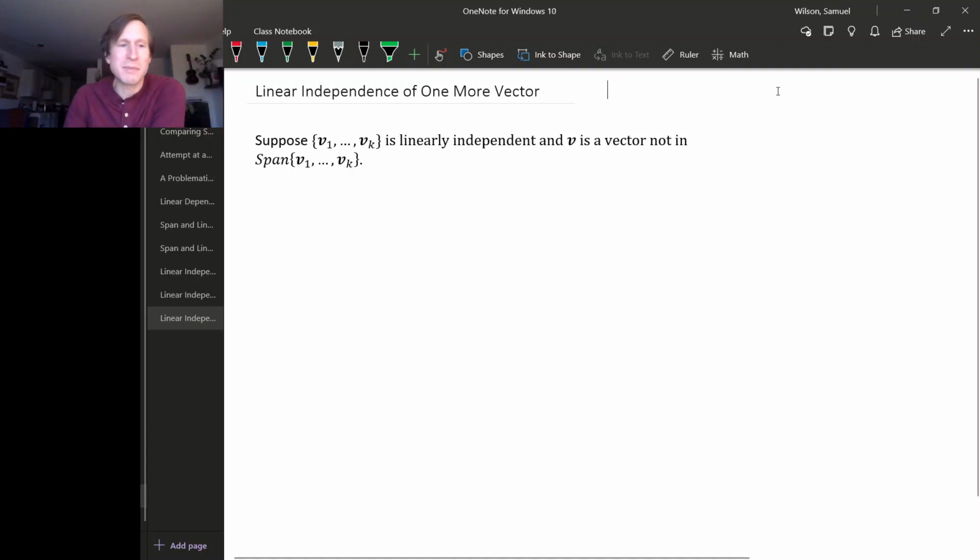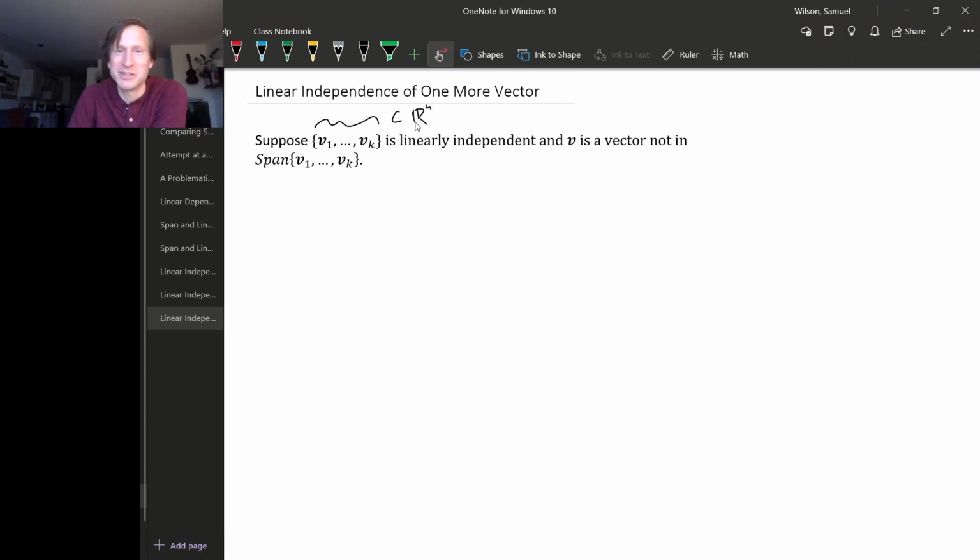One thing that we should think about is, if we have a collection of vectors that's linearly independent, how could we add vectors to that collection and still have a linearly independent set? So suppose we have k vectors that are linearly independent. All of these are in some ambient Euclidean space, so R^n for some n. And suppose we want to add one more vector, and let's assume that that vector is not already in the span of the original vectors v1 through vk.